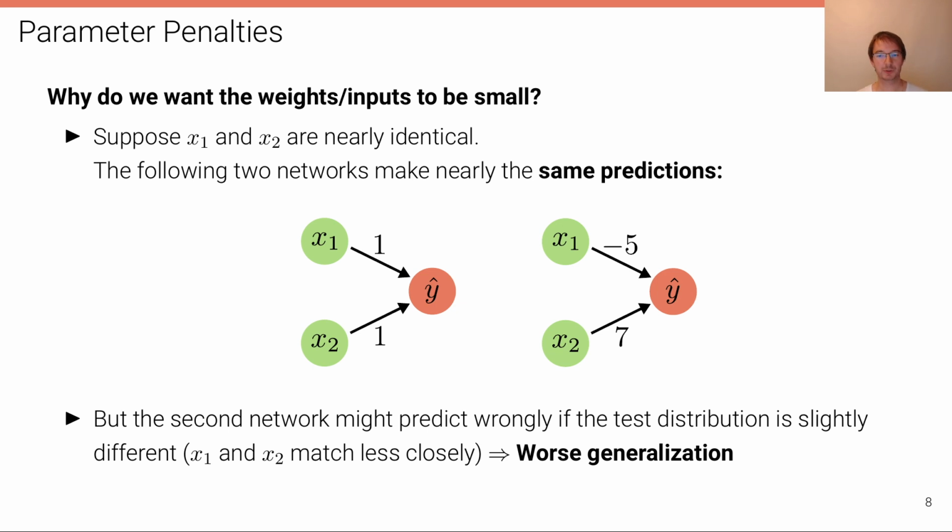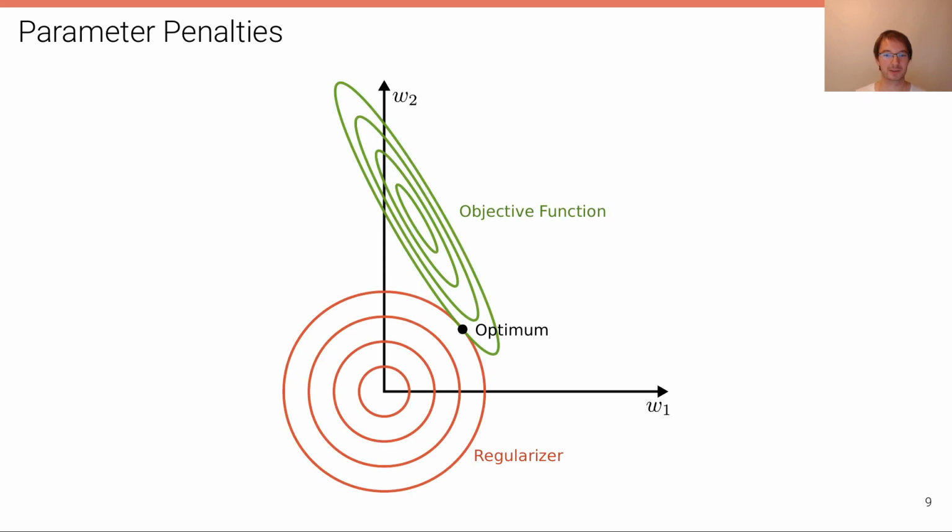However, the second network has much higher weights. So it is much more brittle in a sense. If the test distribution is slightly different from the train distribution, this means that the prediction will be worse. Right? So it's representing the same thing, but with a more complex function. And here's another illustration, and we're going to look at some of these plots in the following slides as well.